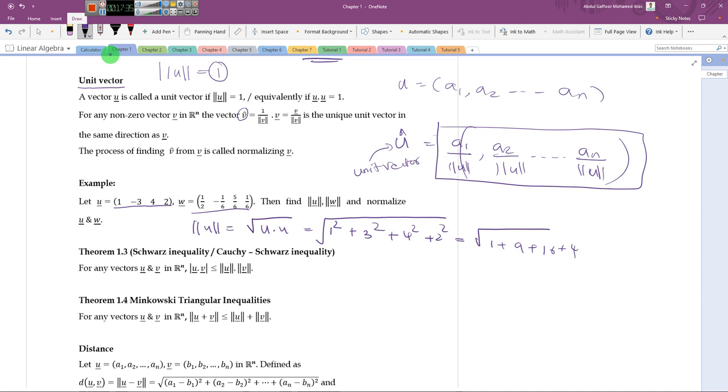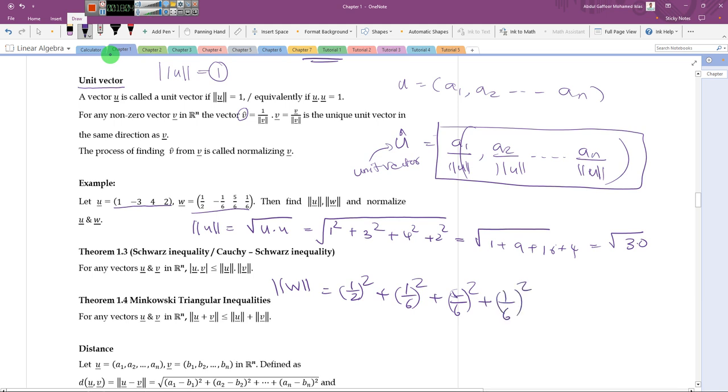Square root of 10 plus 16, 26, 30, right? Square root of 30. This will be equal to the square root of 30. And the norm of w will be equal to the square root of 1 by 2 squared plus 1 by 6 squared plus 5 by 6 squared plus 1 by 6 squared. Now this will give me an answer. Now let's say this is m, right? So I'm just finding the value, and the value is m.